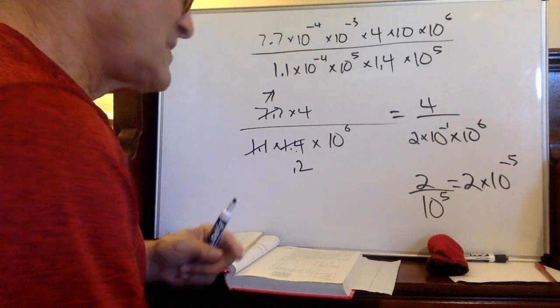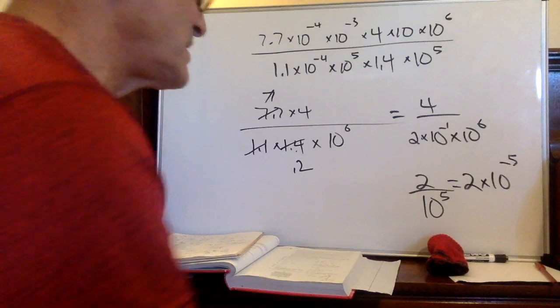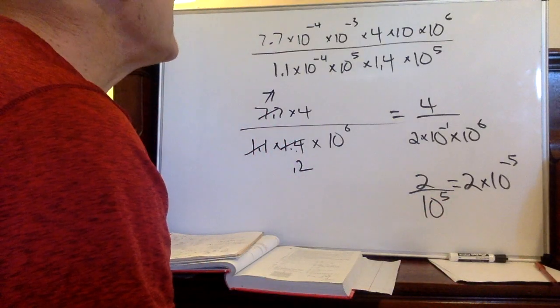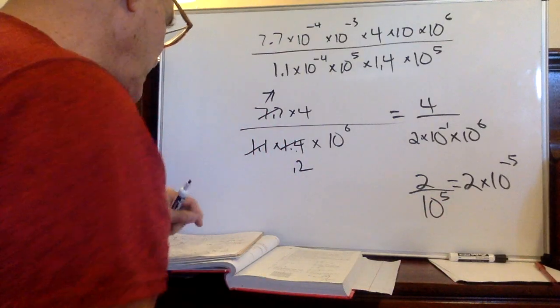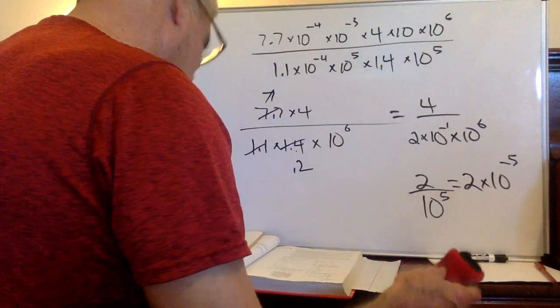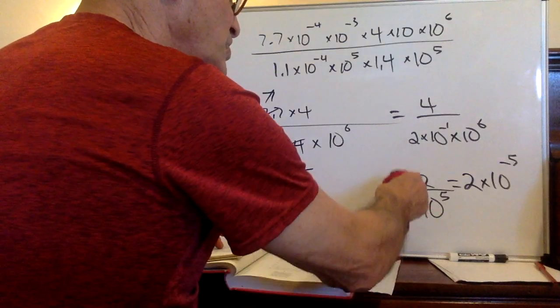Again, we're not going to do a lot of these. You're going to see them in these first few sections, and then they're going to disappear. 2 times 10 to the negative fifth, or 2 over 10 to the fifth.